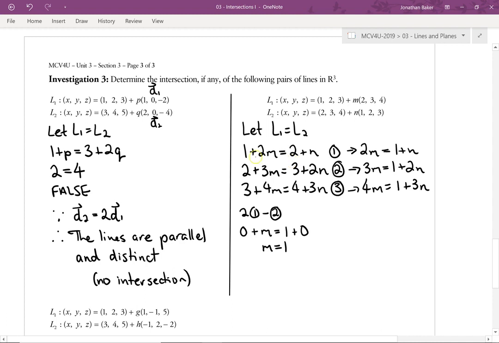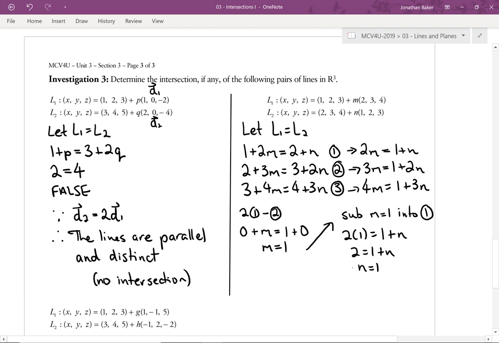Let's plug this in. We could use either equation here to find n. Let's use this one up here. So we're going to plug m equals 1 into 1, and we'll use this rearranged version of 1. So we're going to get 2 times 1 equals 1 plus n, or really 2 equals 1 plus n, or n equals 1. Okay, so we got m equals 1, n equals 1.